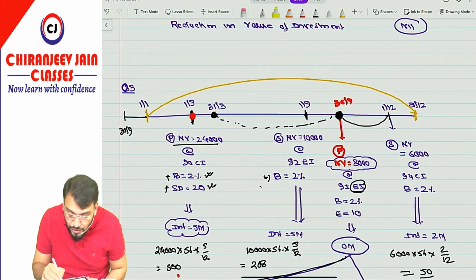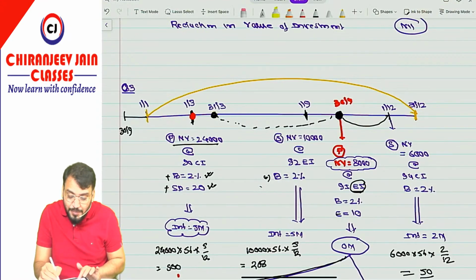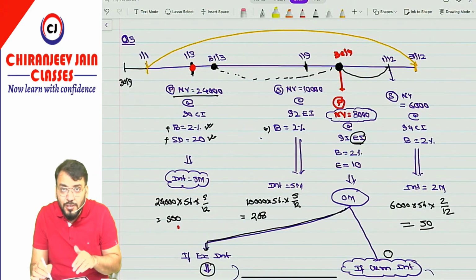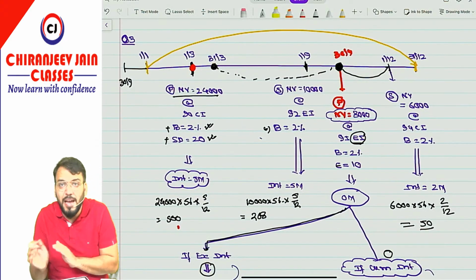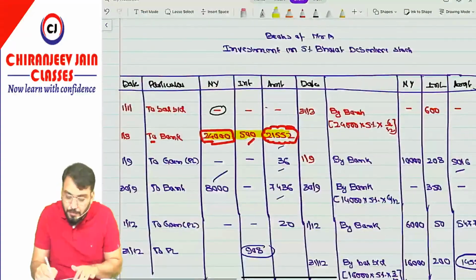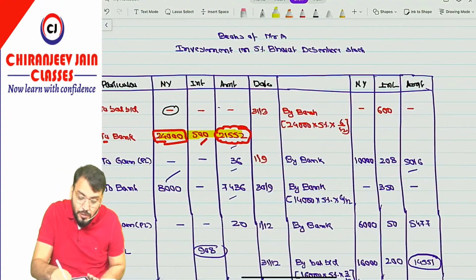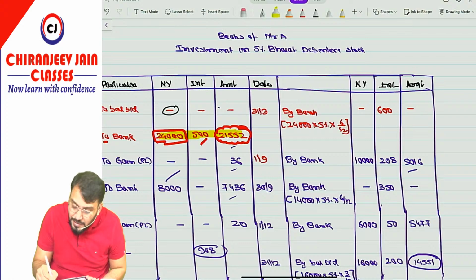So now let us come to sale. Sale has been done. So what journal entry will we do? The investment has been sold, so we debit the bank. Bank account debit. What is the nominal value? Nominal value is 10,000.